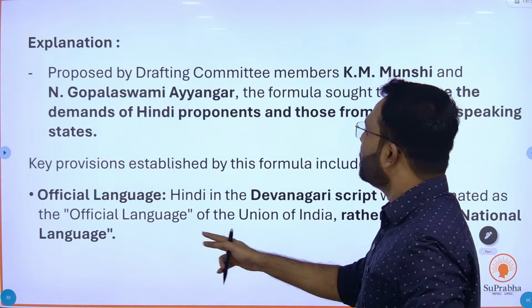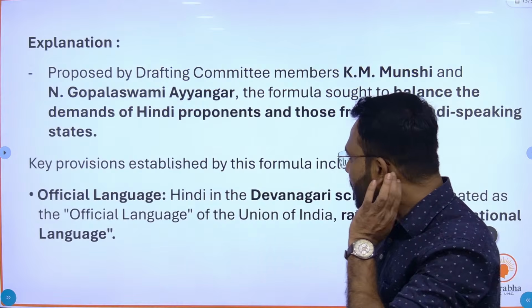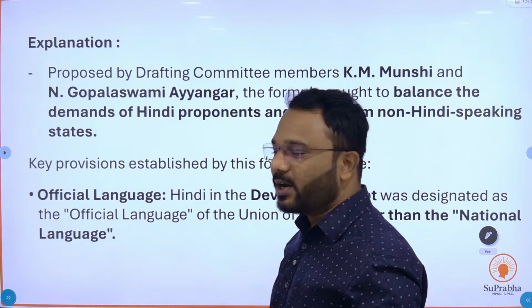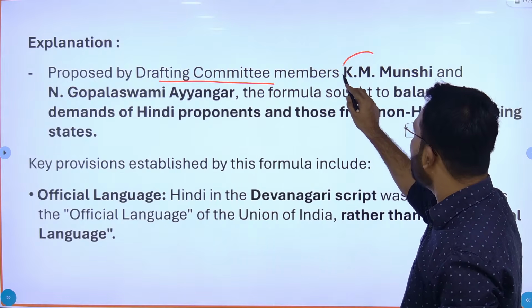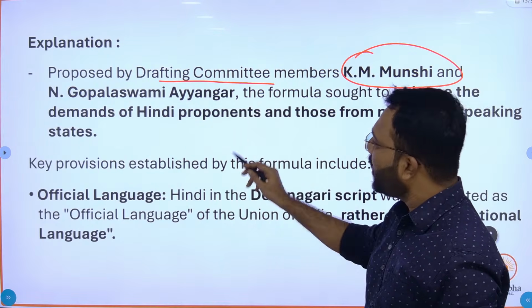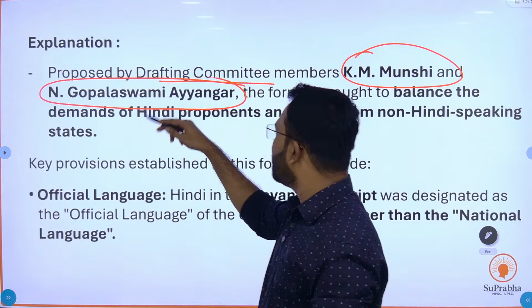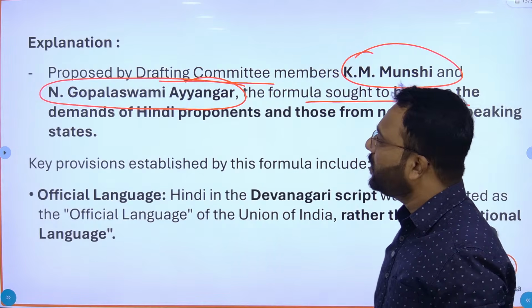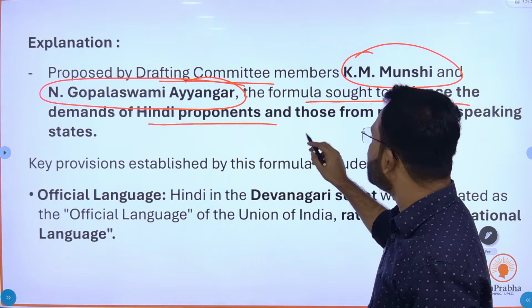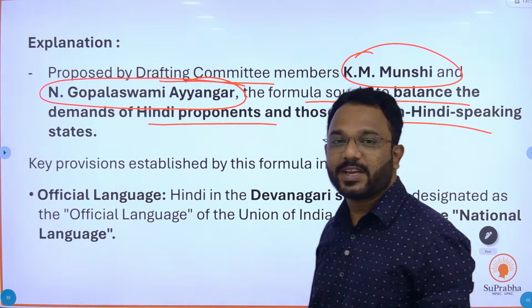So let's move on to the explanation part. Proposed by the drafting committee members K.M. Munshi and N. Gopalaswami Ayyangar, the formula sought to balance the demands of Hindi proponents and non-Hindi speaking states.